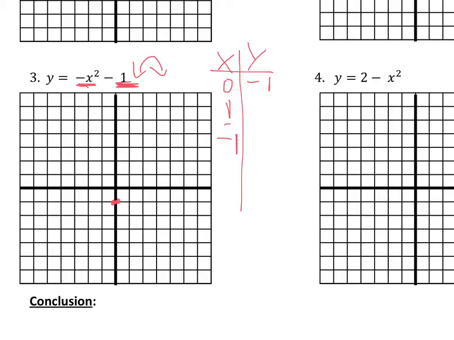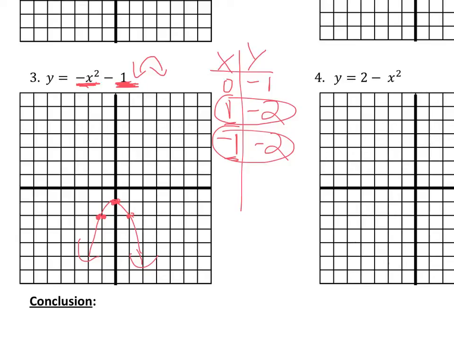If I put in 1, well, 1 squared is 1, but then you have this negative, and then negative 1 minus 1 is negative 2. And then if we put negative 1 in for x, I'm still going to get negative 2. So if I graph 1, negative 2, I go to the right 1, down 2. And then negative 1, negative 2, I go to the left 1, down 2. Kind of off a little bit. Alright, connect it, and this is our parabola right here.